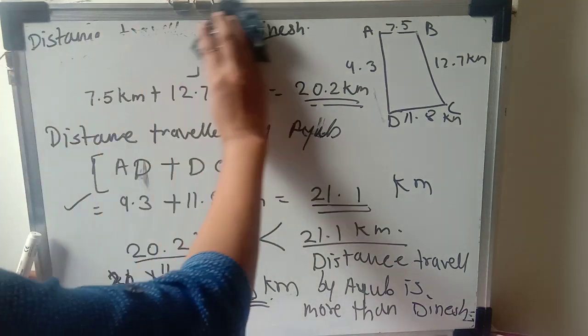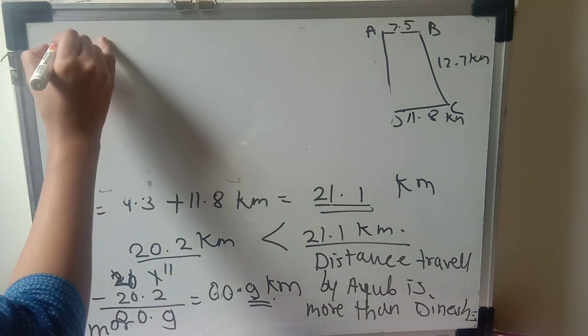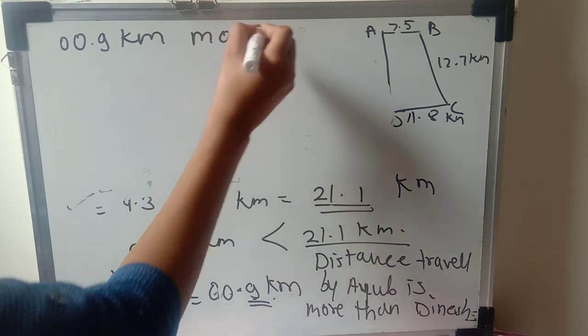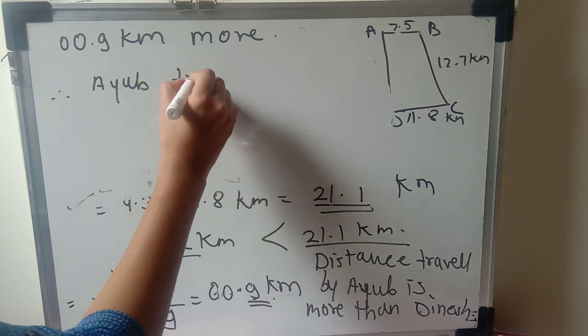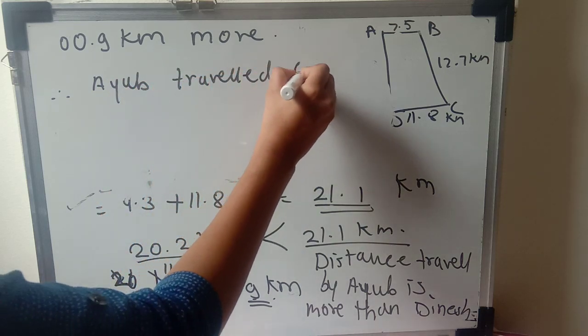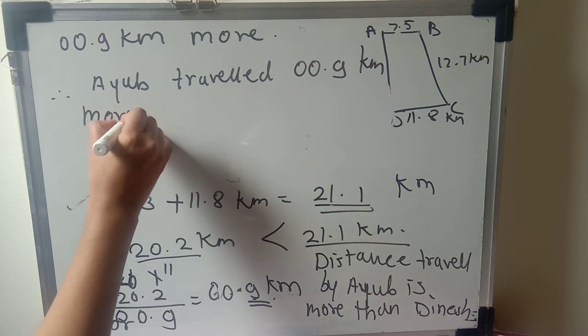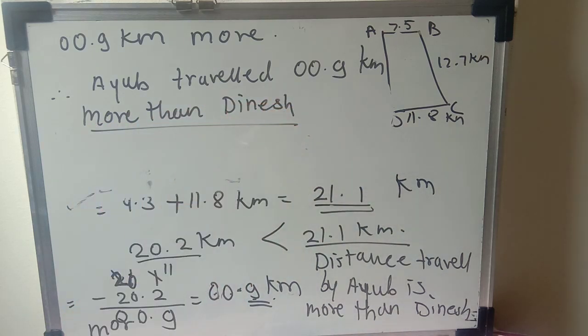So here I'll rub this side, so I can write here: 0.9 kilometer more. Therefore, Ayub traveled 0.9 kilometer more than Dinesh. Okay, so here we got the answer. The last example, the 8th example, you have to solve as homework. I will tell you how to do it. I hope you have understood this question.